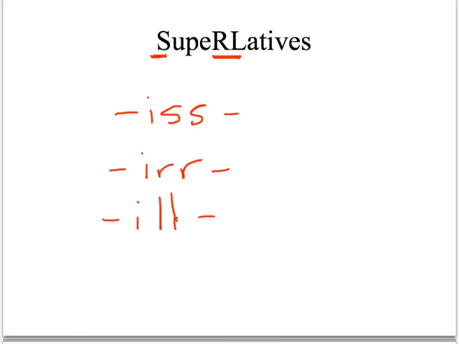Now that we've discussed comparatives, let's talk about superlatives. Why is the word superlative written so funny up here? Superlative. That's because superlative things usually have too many s's, too many r's, or too many l's running around in the middle of the word. So whenever we think about superlative, we think of it with a capital S, R, or L.